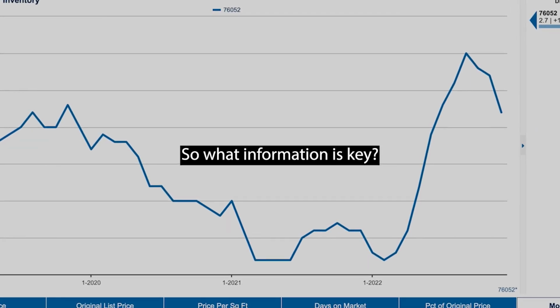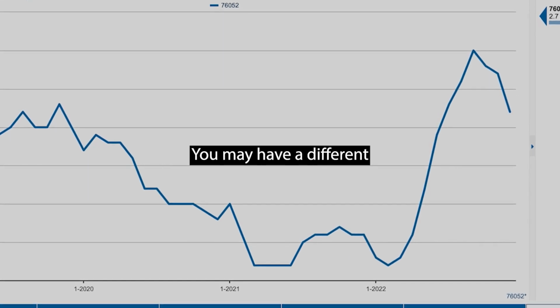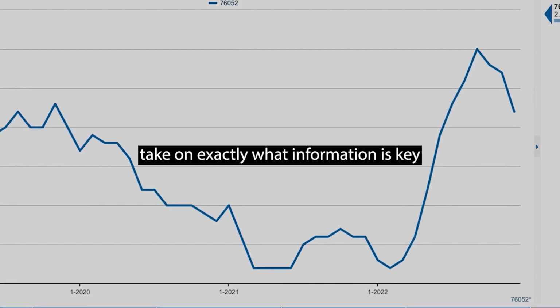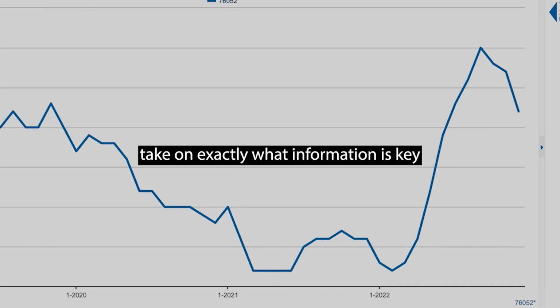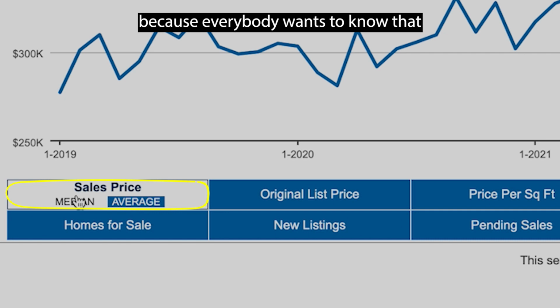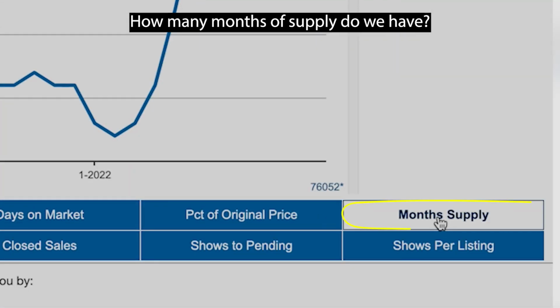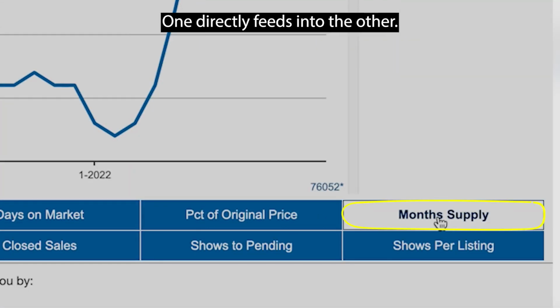So what information is key? Well, it may be different for you, right? You may have a different take on exactly what information is key than I do. So for me, I go with sales price because everybody wants to know that. I go with days on market because how long is it taking homes to sell? How many months of supply do we have? One directly feeds into the other.